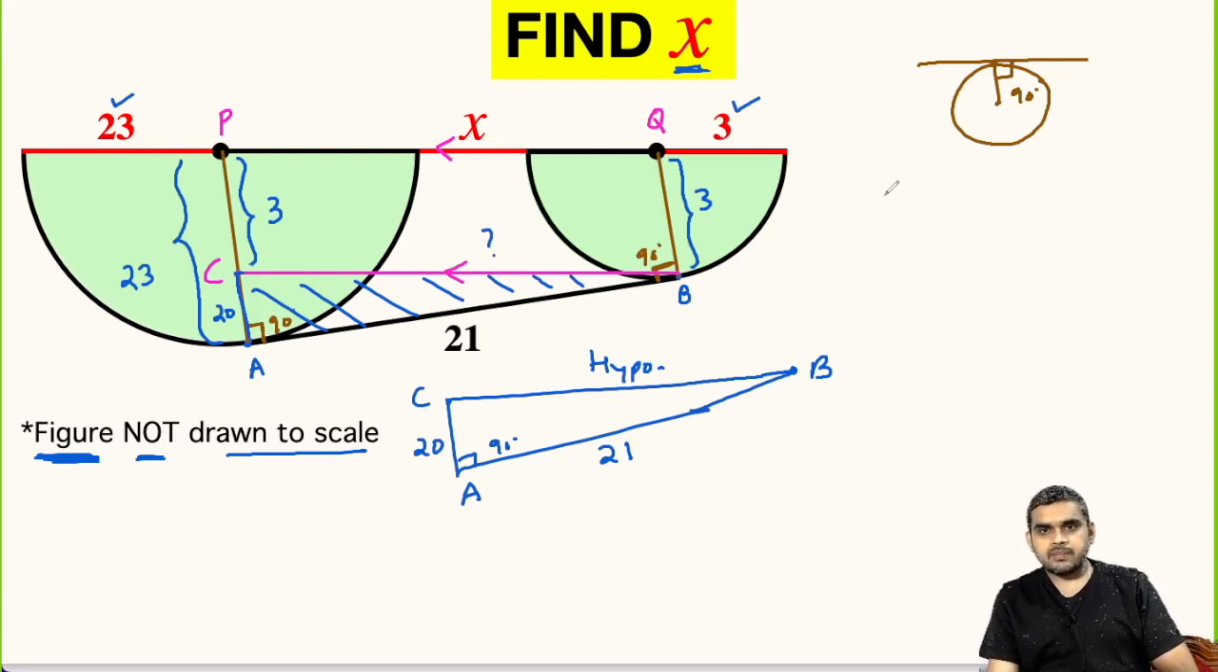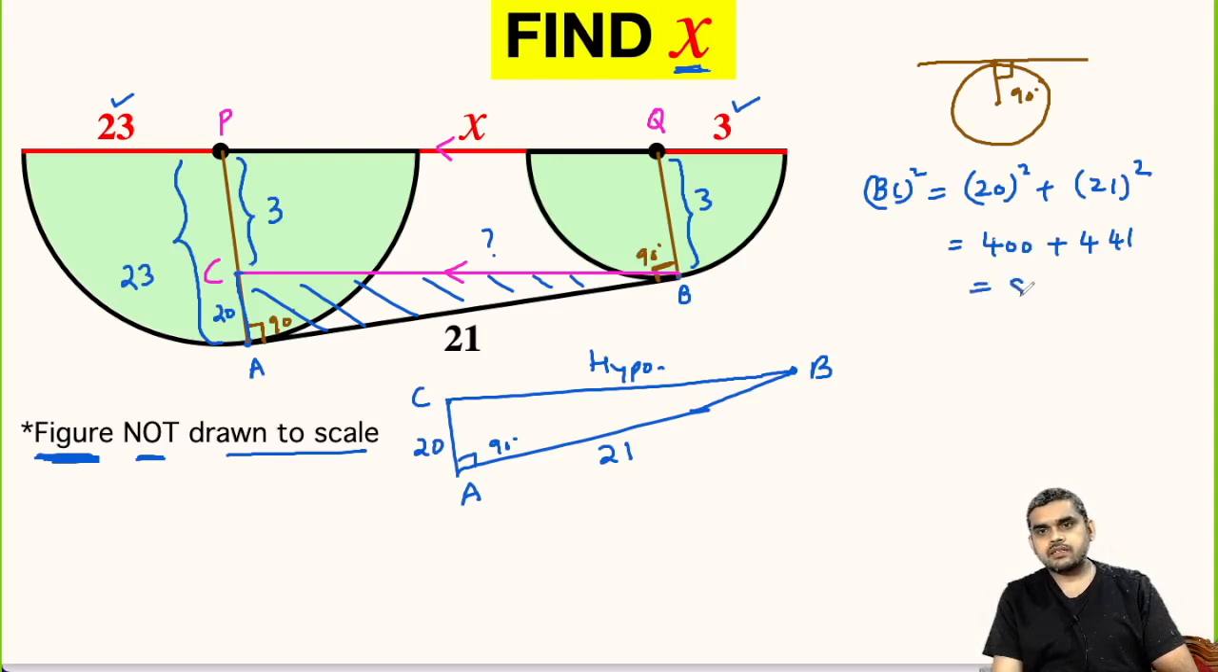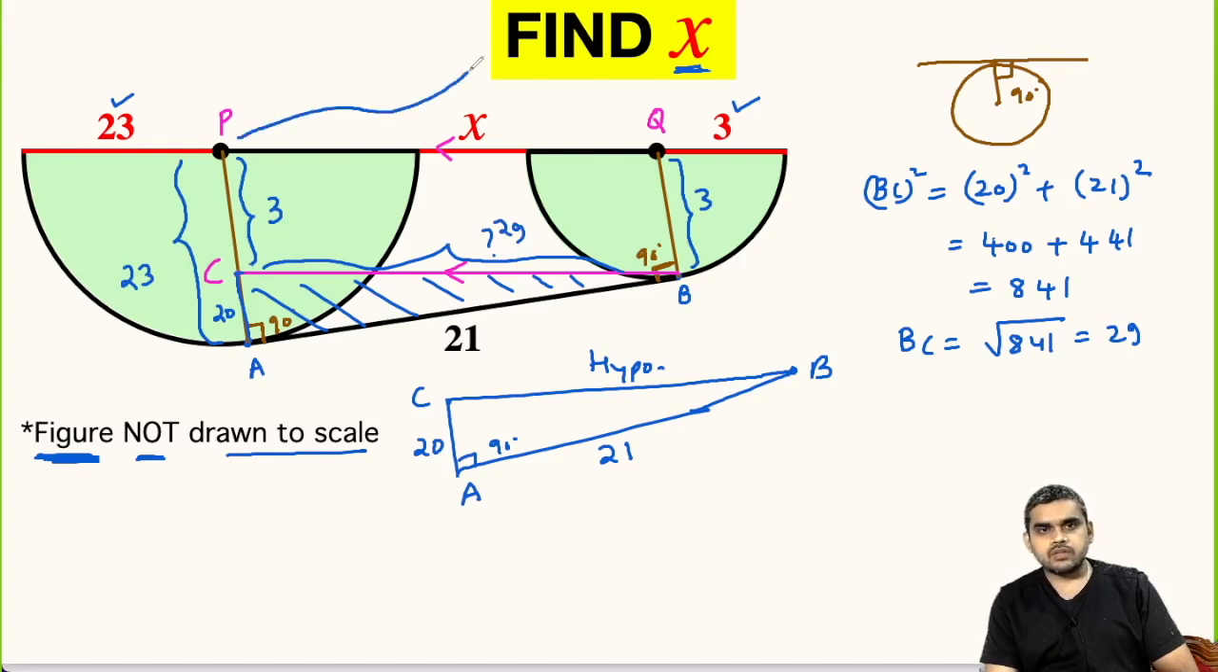So let us apply the Pythagorean theorem here. Hypotenuse squared, that is BC squared, is equal to 20 squared plus 21 squared. So this will be 400 plus 441, 841. So BC will be the square root of 841, that is 29 units. So we found this distance as 29 units, and this distance will also be equal to PQ by symmetry.